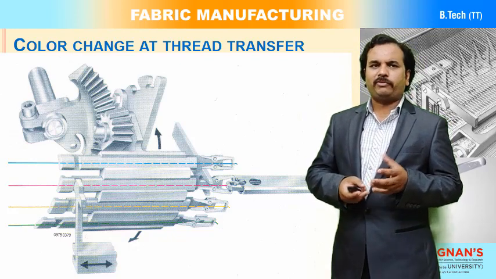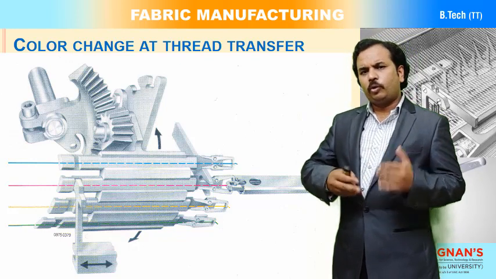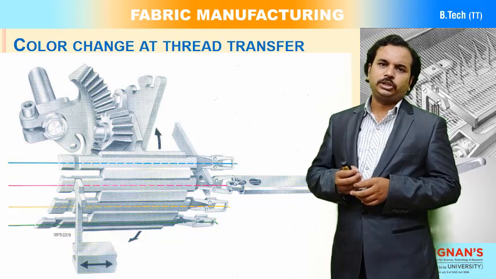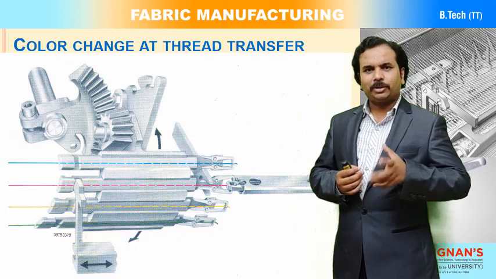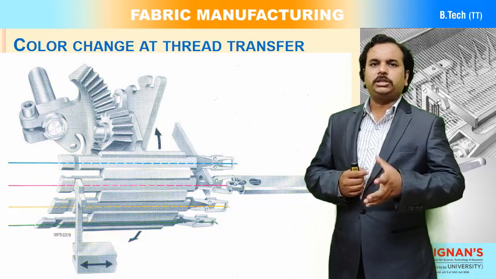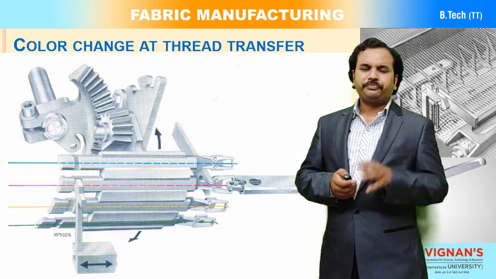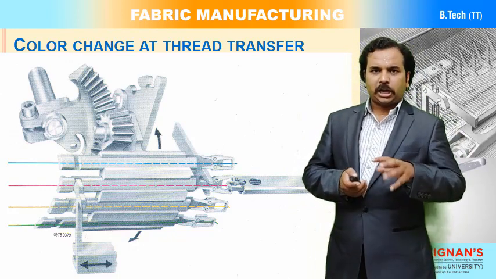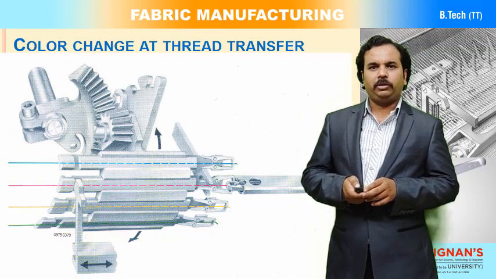Okay, up to a maximum of 4 to 7 colors you can go, but if you go for more color weft selections, the loom efficiency is going to go down, because the selection requires more time, and sometimes the breakage is also going to be more. So that is why 4 is the best maximum for getting the color change in the projectile weaving technology.